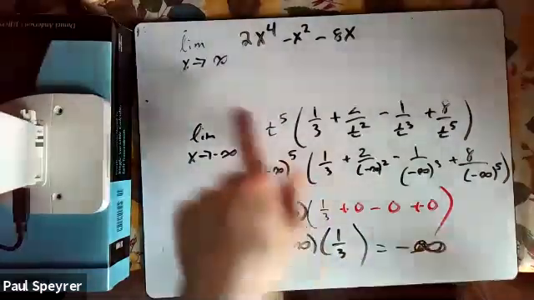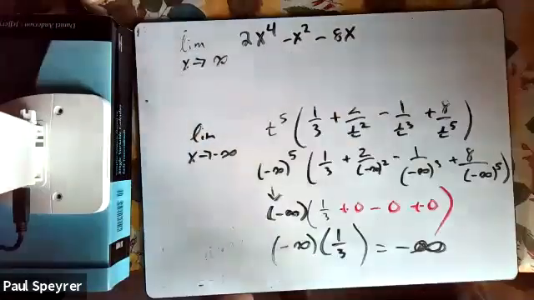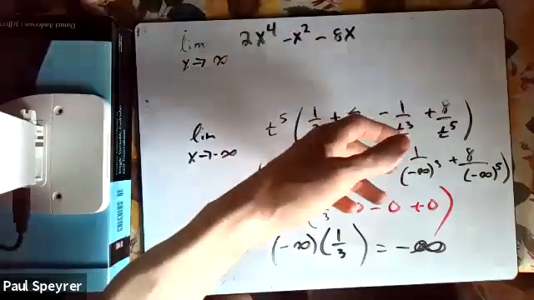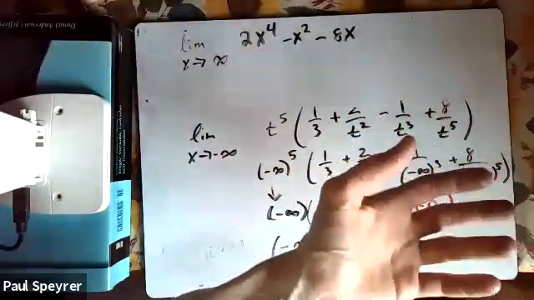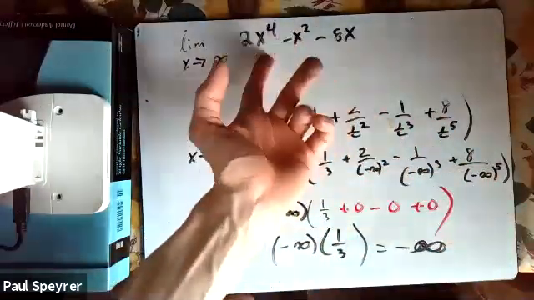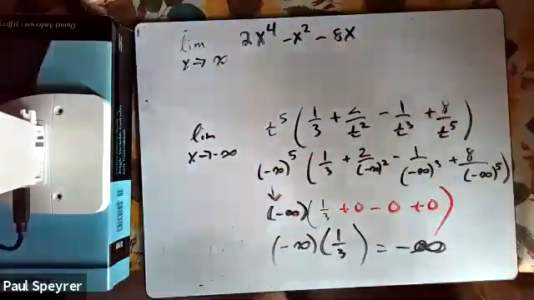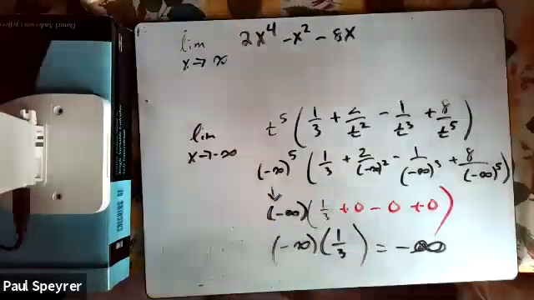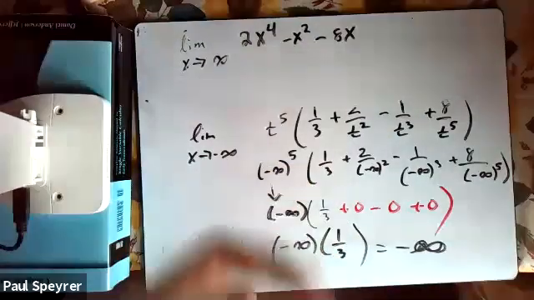You can only plug, like if it was a limit as x goes to 5, for example, well, we can plug 5 in here, right? It's a finite number. It doesn't cause any issues where it's undefined or anything. So you would just plug the 5 in and crank it out, right? That would be okay. But in this case, we can't do that. So what do we do? We have to write it out as a product of two terms.